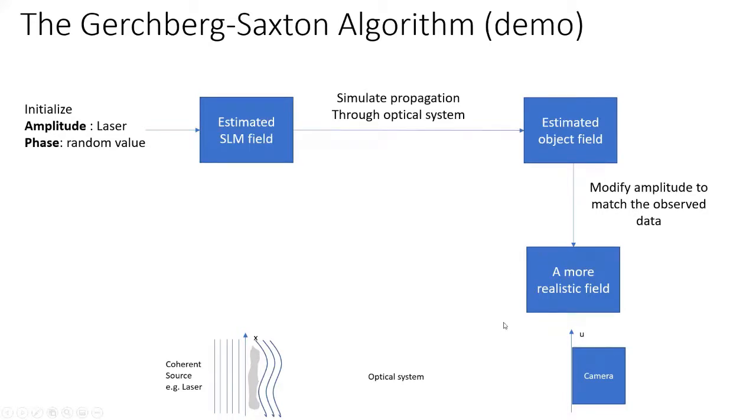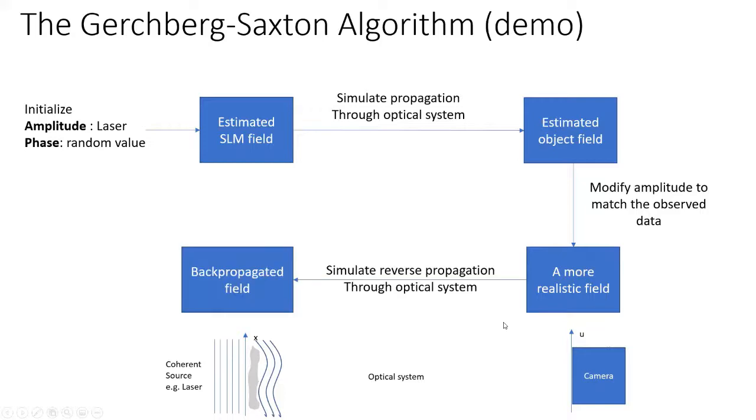Once I have this updated complex field, I can use the very same tools to propagate backwards towards the SLM, the spatial light modulator. And in this plane, I will have a new complex field with an amplitude and a phase. The phase I'm getting here is perhaps a slightly better estimation of what I should, in the end, put on my SLM.